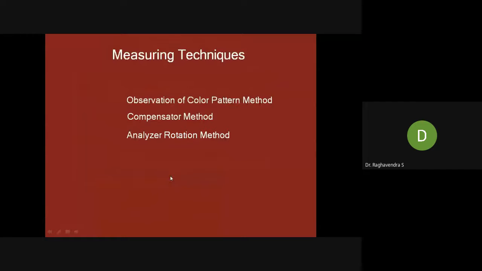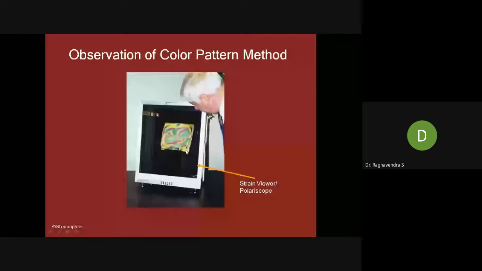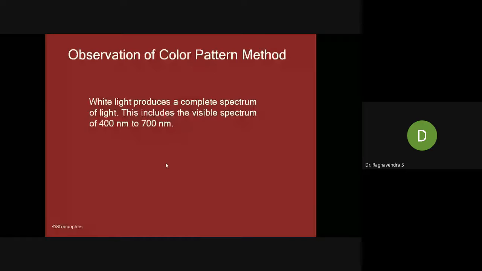So, the measuring technique. Let us see that, then you will understand. When you look at it, you'll get the strains. When the material is loaded, you see the pattern like this. From this, you can examine where exactly the stress is more, where exactly the strain is more, and how you can reduce it, how we should change the design pattern. Then we'll analyze. White light produces a complete spectrum of light. This includes the visible spectrum. Of course, normally we use white light as the source.